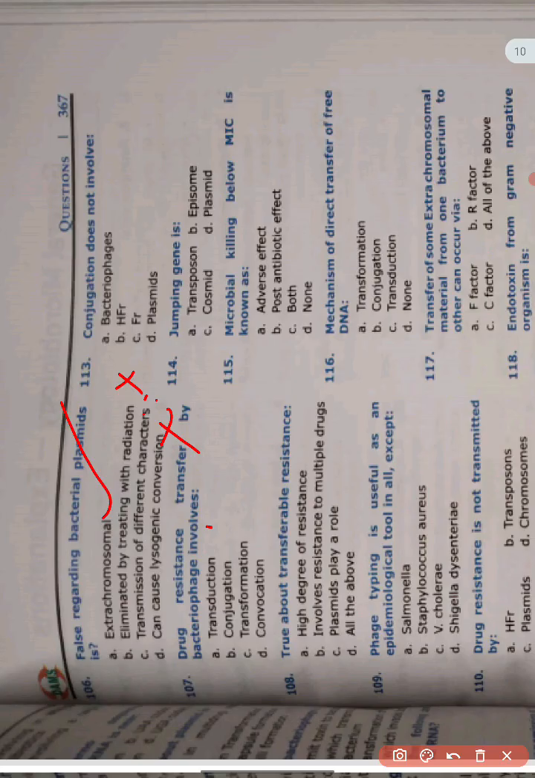False regarding bacterial plasmids. So yes, if bacteria die, plasmids will be gone. Extra chromosomal transmission of different characters like drug resistance, virulence, toxin production. Lysogenic conversion caused by bacteriophage is the process of transduction, not by plasmids, by bacteriophage.